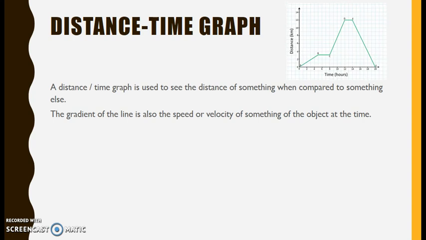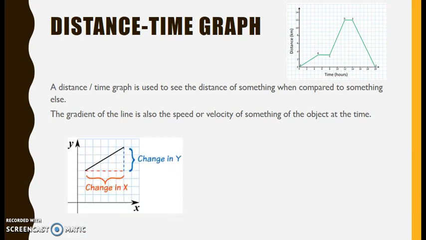So a distance/time graph is used to see the distance of something when compared to something else. For example, seeing the distance between me and the door, or the distance between someone and a car, something like that. The gradient of the line is also the speed or velocity of the object at that time. So, you notice that the gradient is actually the speed or velocity, as we said right here.